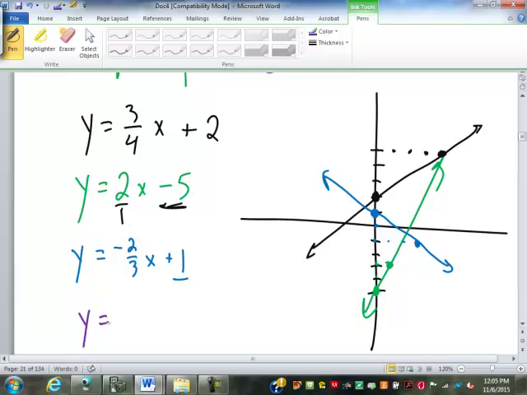Or we could have y equals negative 3x minus 1. Where's that one going to start? Negative 1. And from there, negative 3 over 1 means we go down 1, 2, 3, and over 1. Like that.